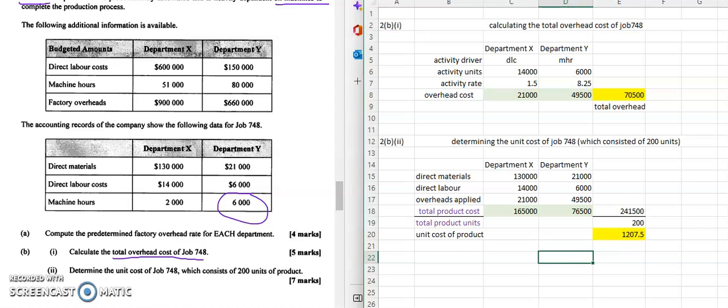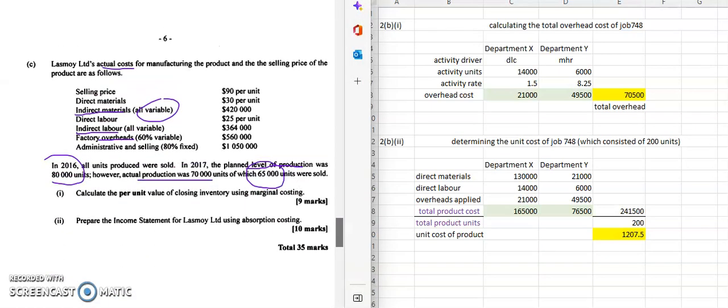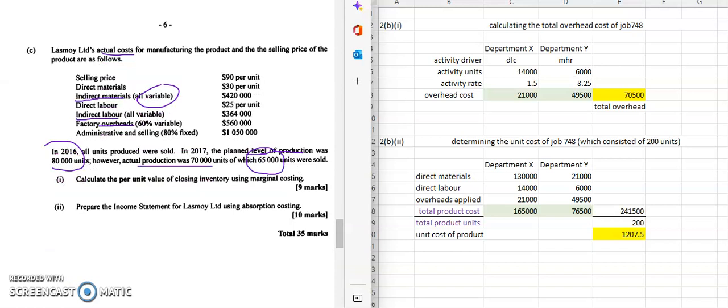So let's go to part C of the question. And part C of the question is asking us to do marginal costing or an absorption costing. So we want to find the per unit value of the inventory if we use marginal costing, and we want to find the profit if we use the absorption approach. All right, so let's do that. Let's move to part C.